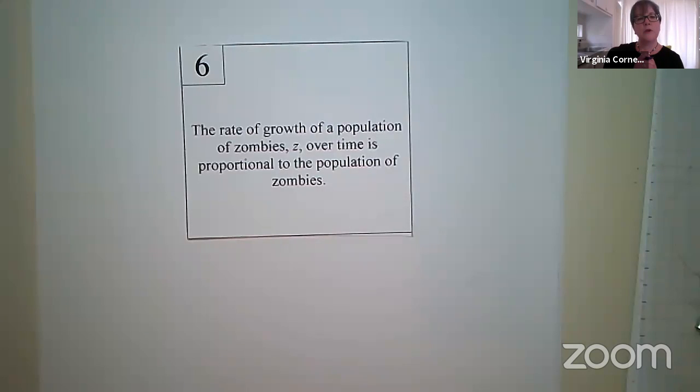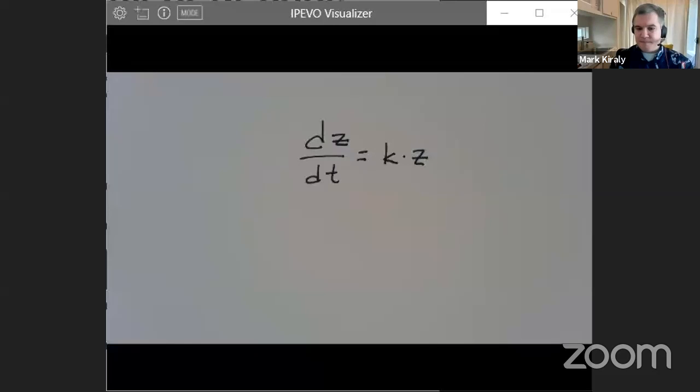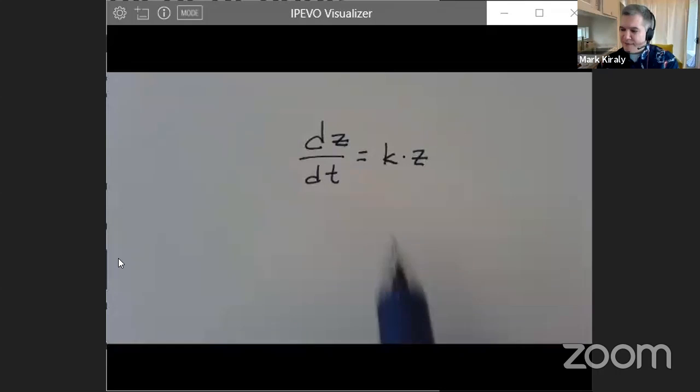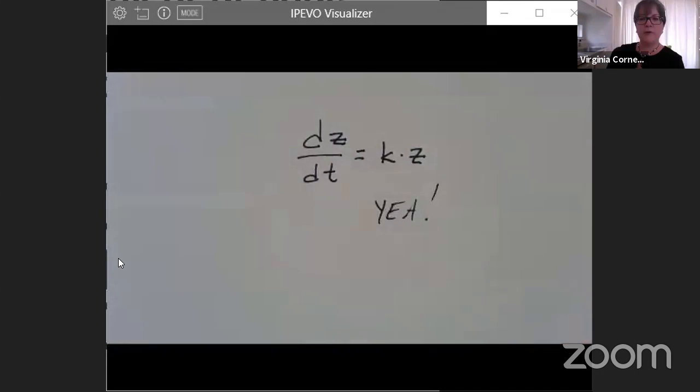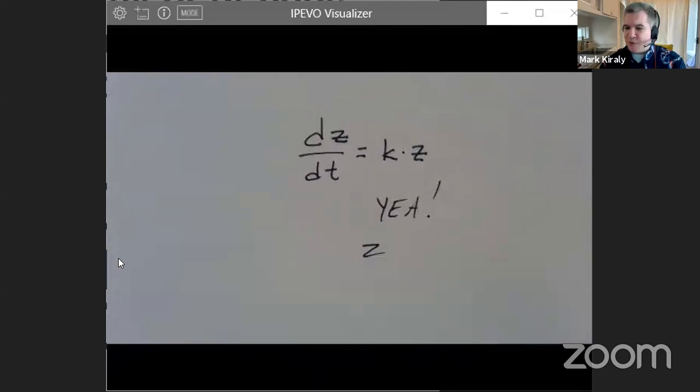Okay. Yeah, I was much better prepared that time. How do we feel about this one? Let's take a look. dz dt, that's the rate of growth of a population of zombies Z over time, equals, and then proportional to the population of zombies. So K times Z. I like it. And this is Z's. Why would we cross our Z's? Because my 2's look like that.